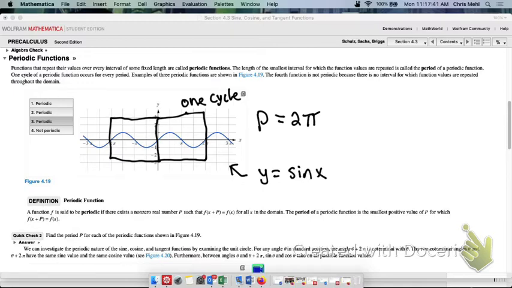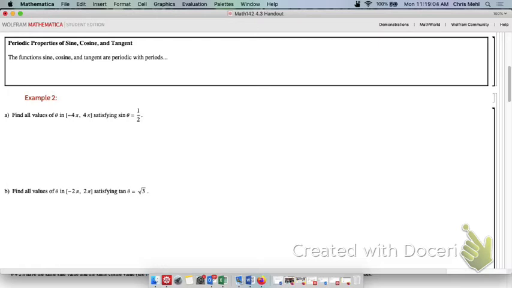Okay. So again, if you want to find the period from a graph, you locate a cycle, and the width of the interval on the x-axis corresponding to that cycle is the period. Okay, so now we can talk about the periodic properties of sine, cosine, and tangent.